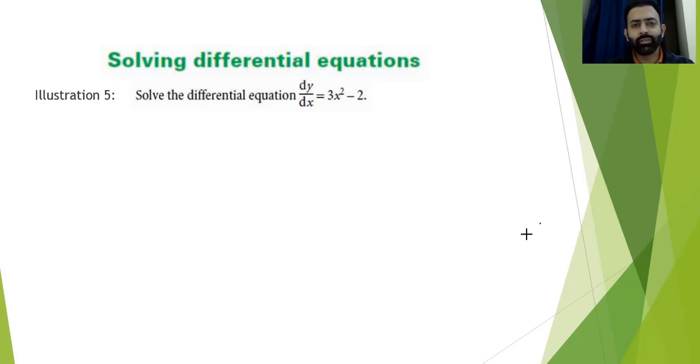We have already started with the new chapter, differential equations. In the previous video it was about forming a differential equation, and I gave you the introduction to what exactly a differential equation is. Then, using some examples, we formed certain differential equations. This video is about how to solve those differential equations once we have formed them.